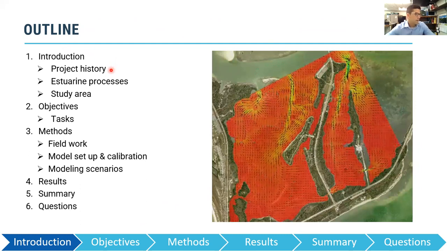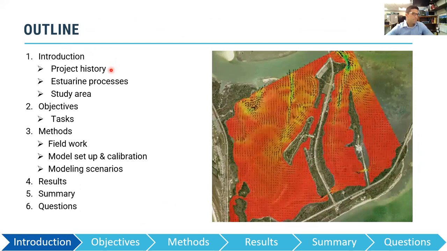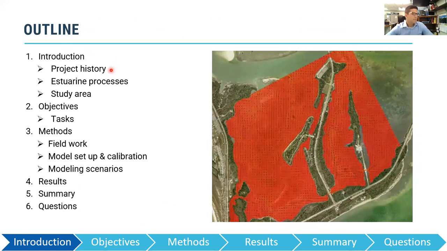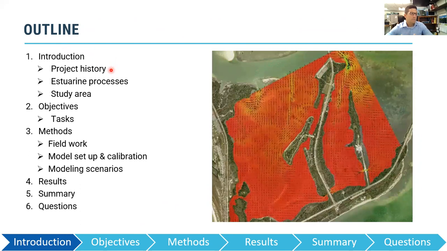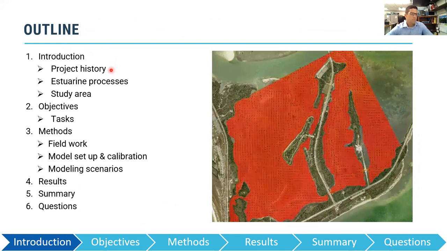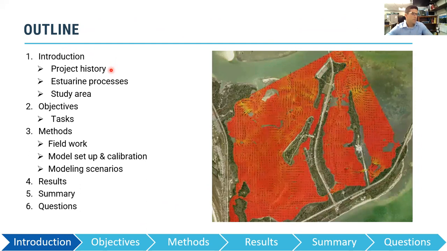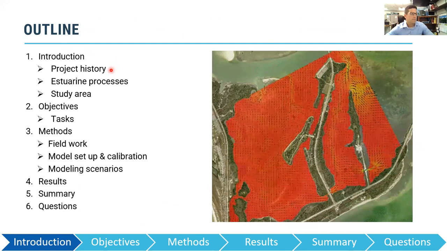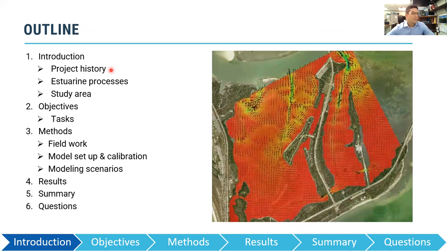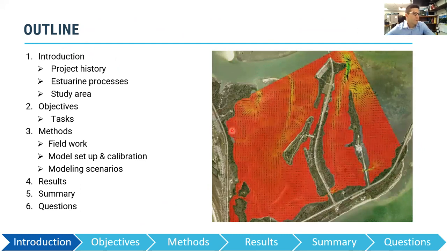Then I'll move on to a quick discussion of our study area. From there, I'll touch on our objectives and specifically talk about how our objectives shaped our overall research design. Then I'll move on to our methods, starting with our field work, moving to our model setup and calibration, and then ending with a discussion of our modeling scenarios, like the one you're looking at on this slide here, this neat animation that we made.